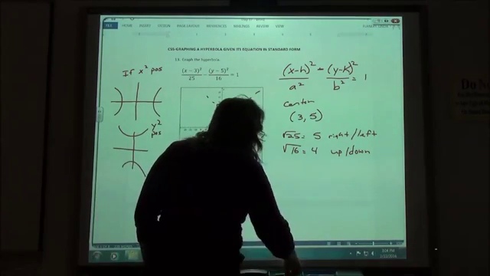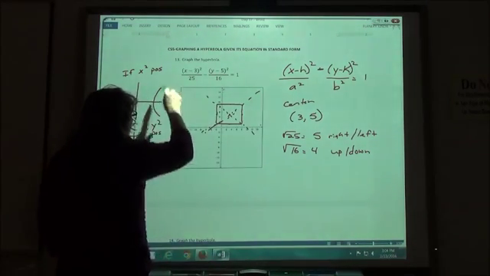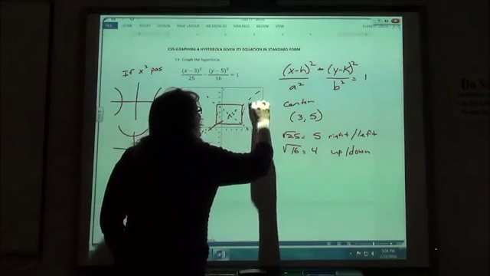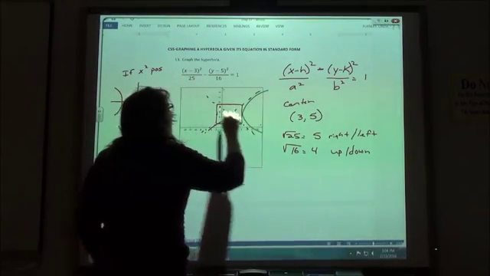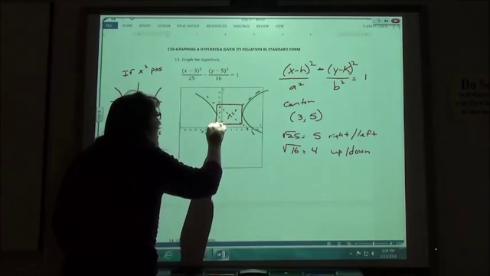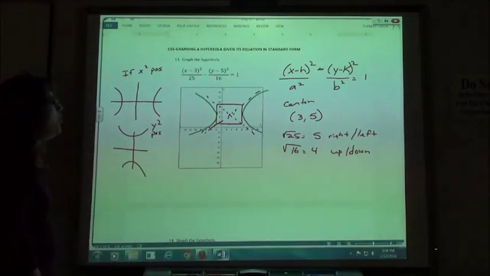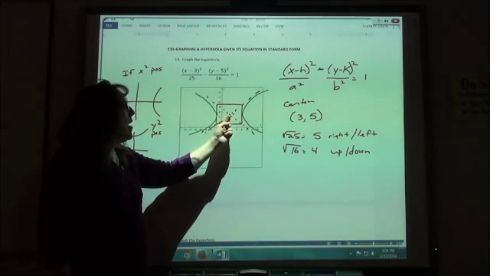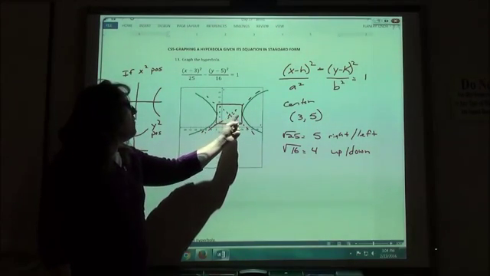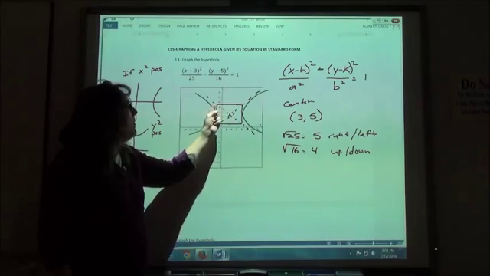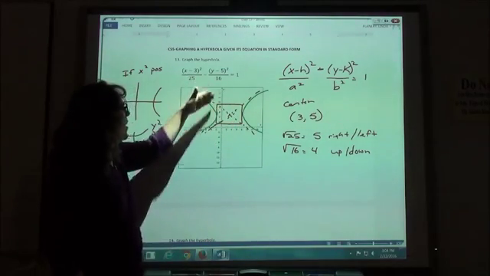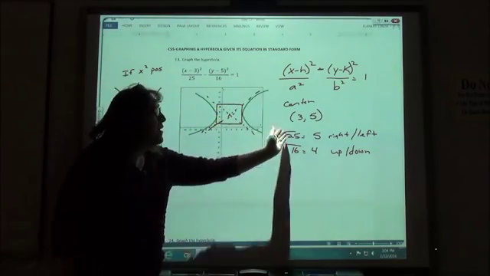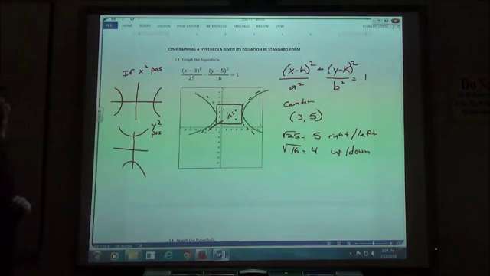And my hyperbola is going to open up left and right. So my hyperbola is going to open up like that. So you'll place the center, and if your x is first, that means you're going to go 5 to the right, 4 up. It's going to draw that box in there, and it's going to draw your hyperbola going to the left and to the right.